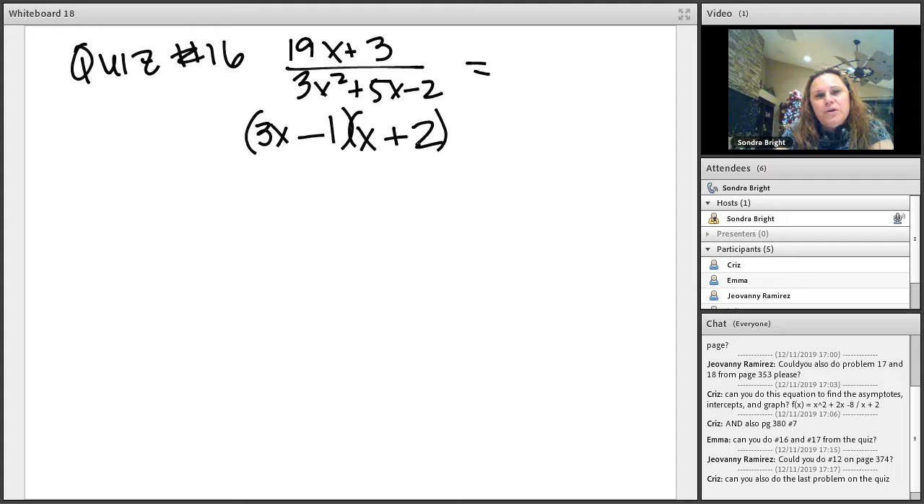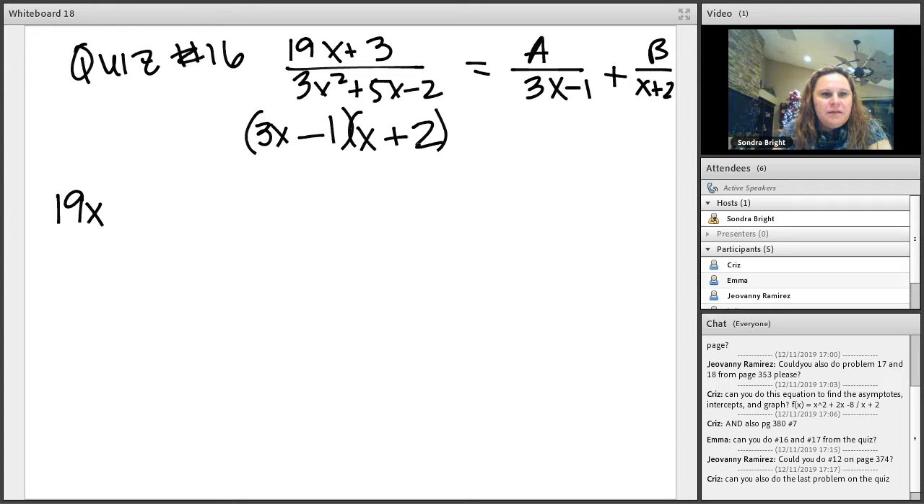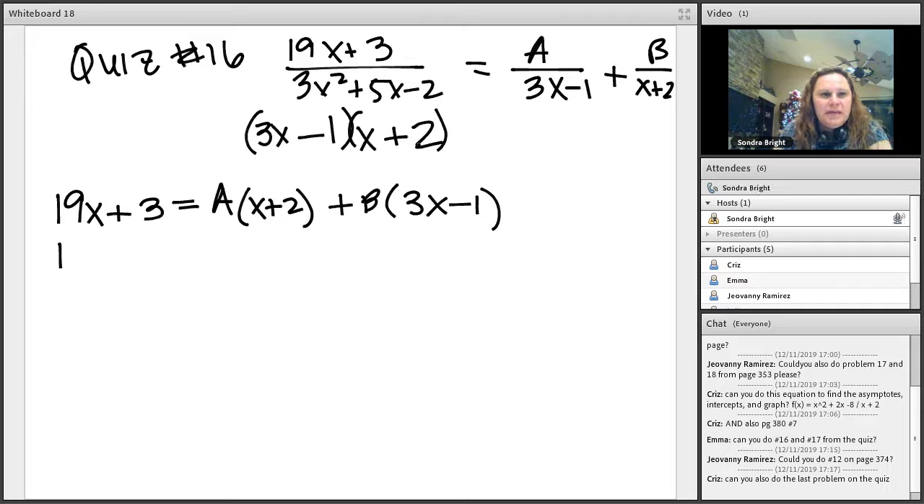So that means what you're going to do is set this equal to A over the first factor plus B over the second factor. And then you'll multiply both sides of the equation by the least common denominator. So we've got 19x + 3 equals A times (x + 2) plus B times (3x − 1). And then you'll let x equal values that would zero out the other.